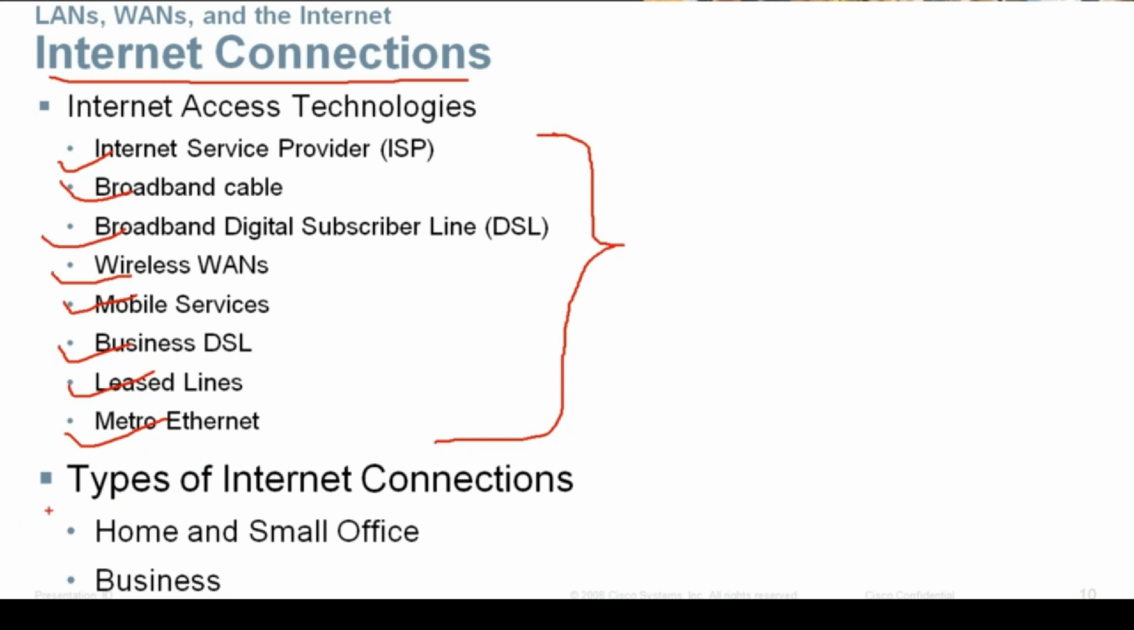Okay, now the types of internet connections are home or small office, and the second is business. So according to your requirement, you have to choose one of them, and accordingly you have to pay money to the ISP.